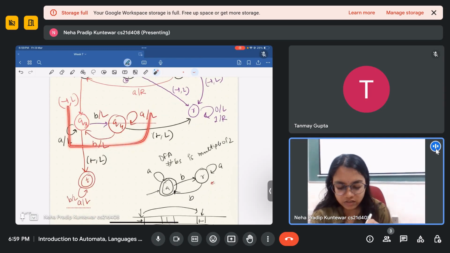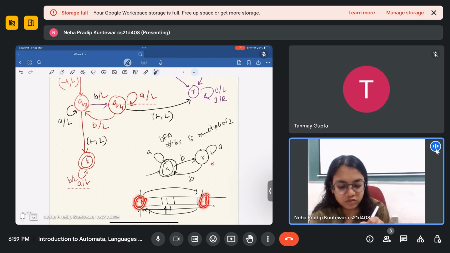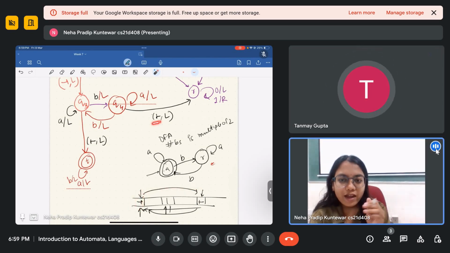Similarly, in this case we are counting the number of B's, but when should we decide whether the number of B's is a multiple of 2 or not? When we have reached the end of input. And what tells you that you have reached the end of input? These markers here. In this case we are moving to the left, so this is the marker.